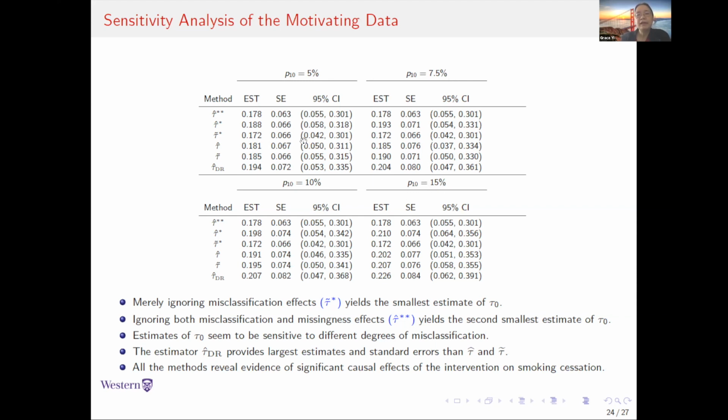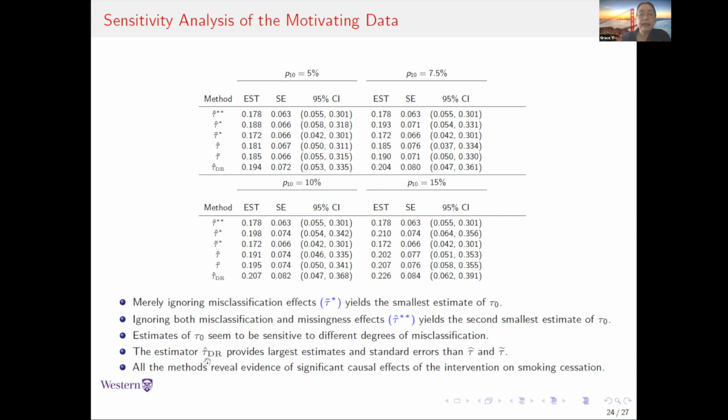Comparing those results, we can see that if we simply ignore misclassification effects, then the resulting naive estimator gives us the smallest estimate. And if we ignore both misclassification and missingness effects, then the resulting estimate is the second smallest. You could also notice the estimates for tau zero are sensitive to different degrees of misclassification.